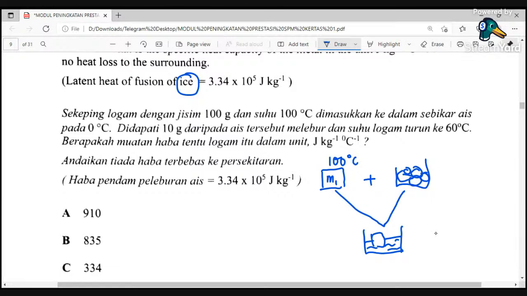So this one is, okay, no, not given the mass. Okay, never mind. 10 gram of ice. So we can put as M2, 10 gram. So it melted. So it will cause the temperature of the metal to become 60 degrees Celsius. Okay. So this one hot, it will release heat. This is cold, it will absorb heat.